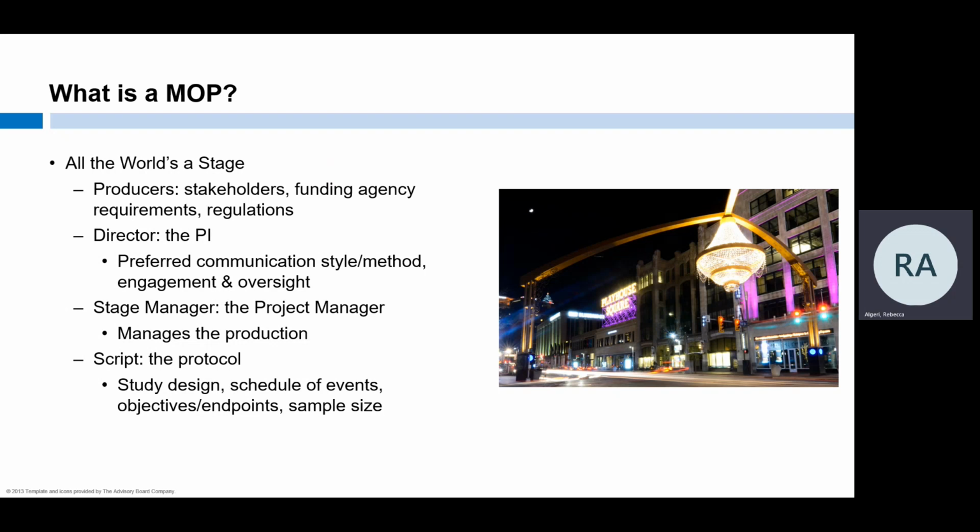The PI is the director, overseeing the production, making decisions, and instructing the cast and crew. The project manager is the stage manager. They take the vision of the director and coordinate with the backstage crew and serve as a resource for the cast on stage. The protocol is our script. It gives the cast their lines, describes the scene, and establishes the plot, just as the protocol provides the study design, schedule of events, objectives, and sample size.